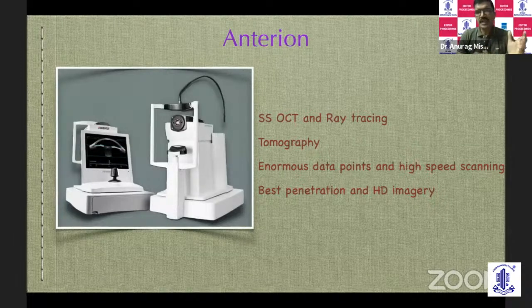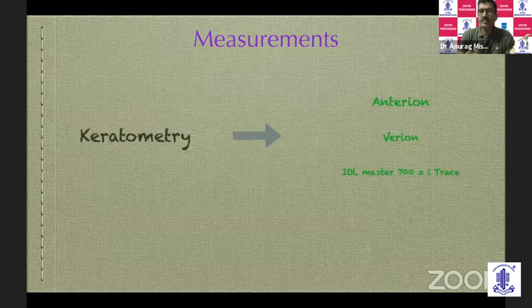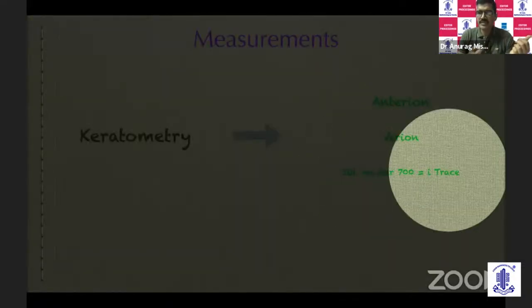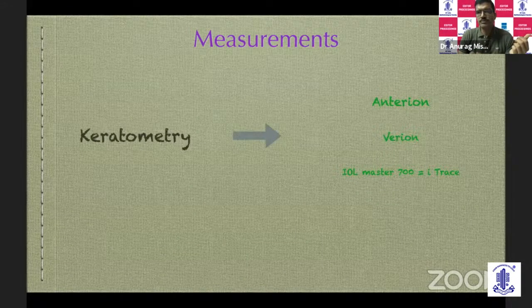Coming to the measurements, when it comes to the keratometry, I always take the anterior readings. Most of these equipments are in agreement with each other for most of the patients, but should there be a disagreement for the keratometry, the order for me is always anterior, followed by variant, and then finally IOL 700 and eye trace. For the axiometry, it is anterior and IOL, both of them perform reasonably well and quite equitable.